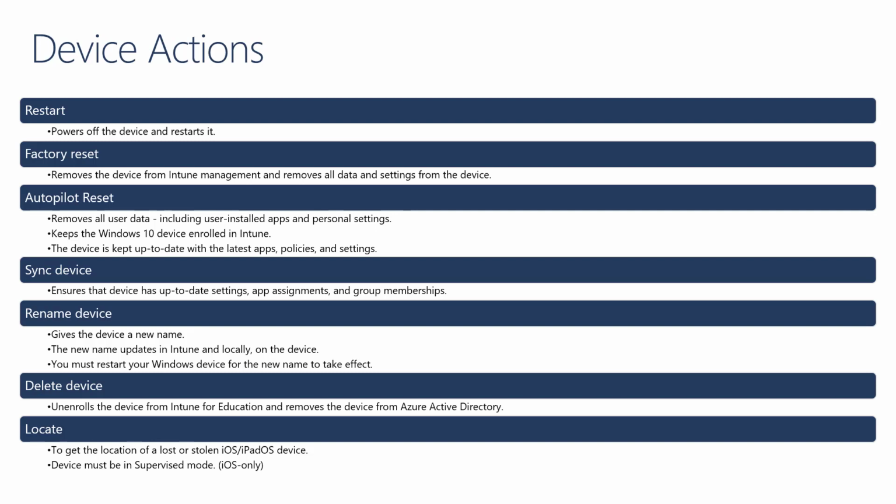Factory reset will remove the device from Intune and remove all the personal data and settings from the device. The user will be brought back to the out-of-box experience, or OOBE. Autopilot reset will remove all personal data and settings from the device, but will keep the device enrolled in Intune. Users will be brought back to the login screen.